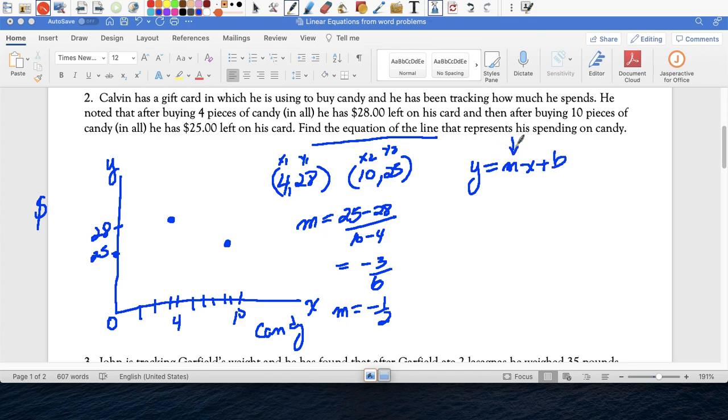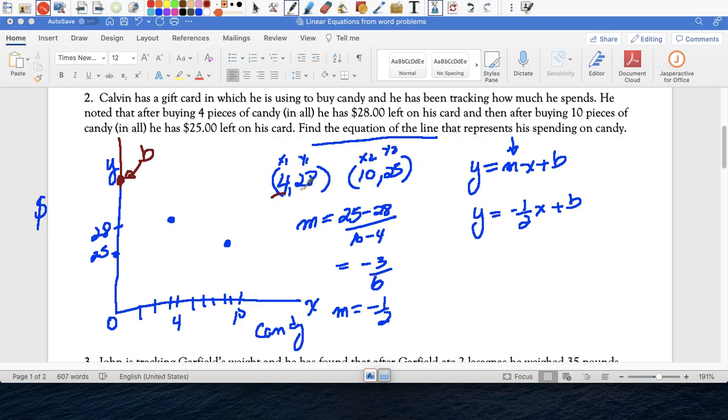We just found this guy over here, so let's substitute. Y equals negative a half x plus b. Now we get to find b, the y-intercept. So we're looking for this guy right here. So here's my graph. I'm looking for this guy. Right? So this is my b.